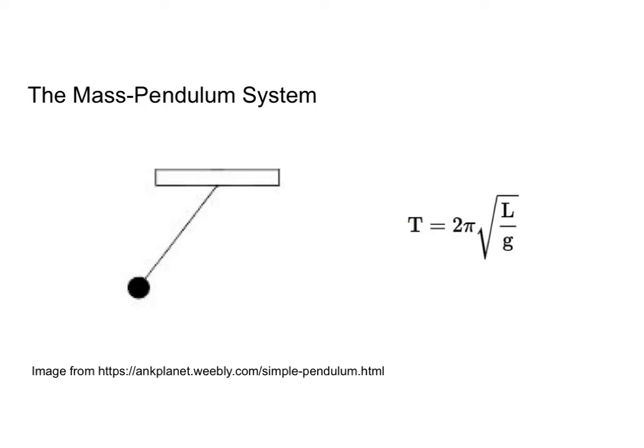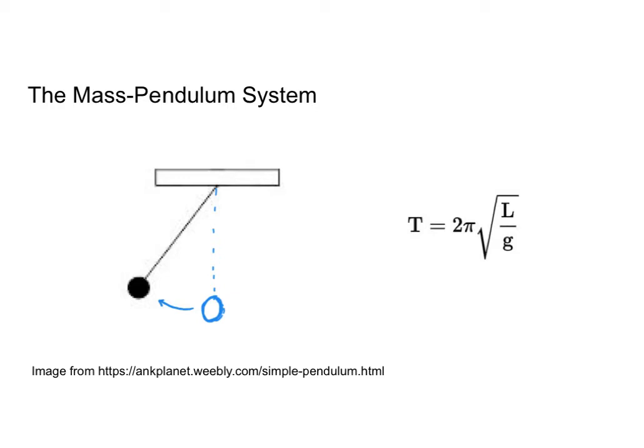So one really good example of simple harmonic motion is the mass pendulum system. And this sounds complicated. It's not. It's just a mass hanging on a string moving back and forth. So for our mass pendulum system, our equilibrium position is going to be right at the center. And the restoring force in this system is gravity. And specifically, what we're interested in is the fact that not all of gravity is restoring.